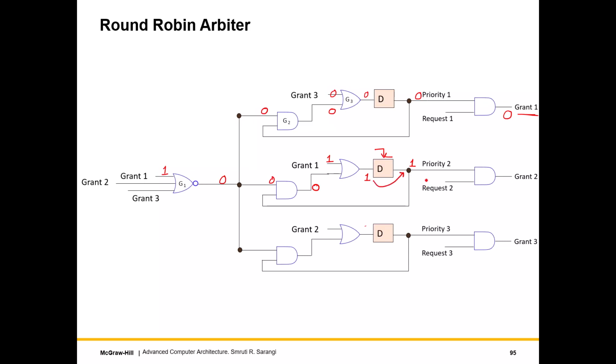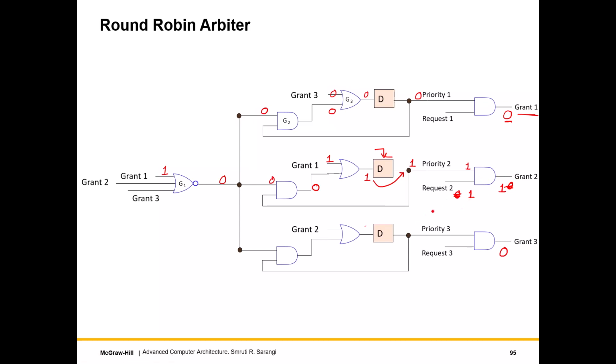The moment that happens, this gets set to 1. And if request 2 is 0, then this grant line is 0 anyway, this was 0 to begin with. If this is 0, this is 0, so this status quo over here is maintained. But the moment request 2 becomes 1, then 1 and 1 get ANDed and this becomes 1. So for one cycle, the second request gets to access its resource.